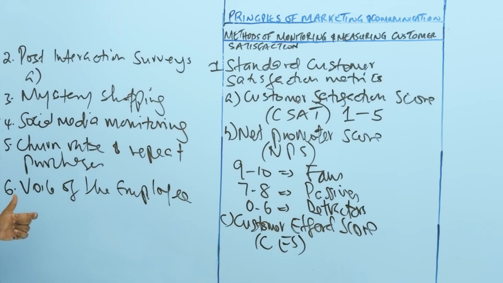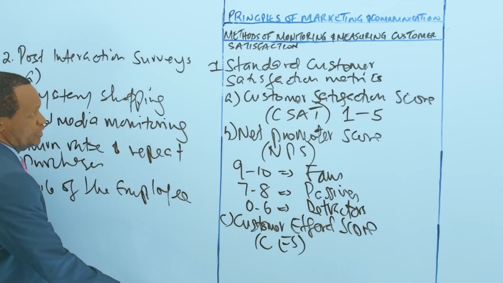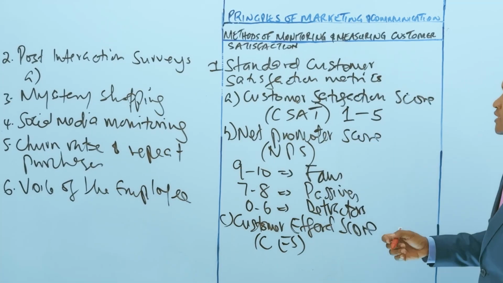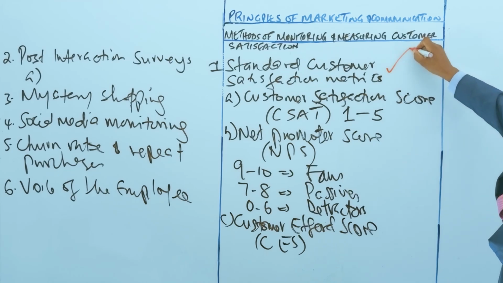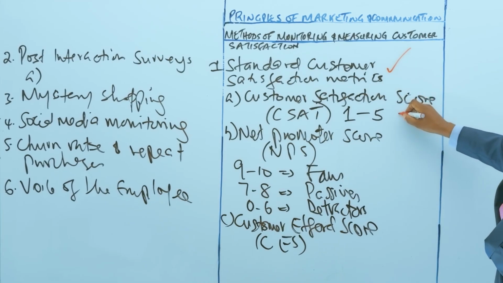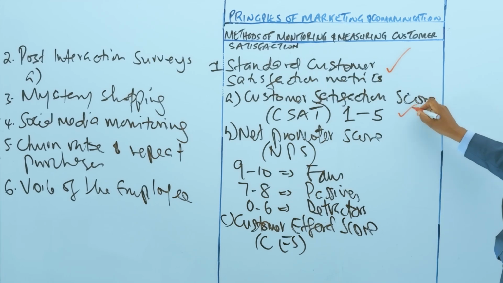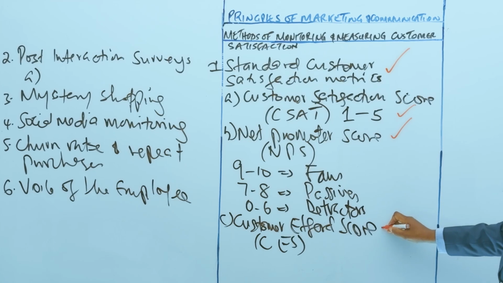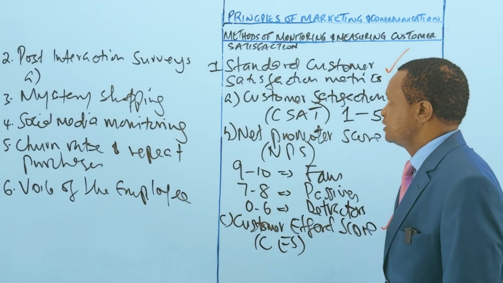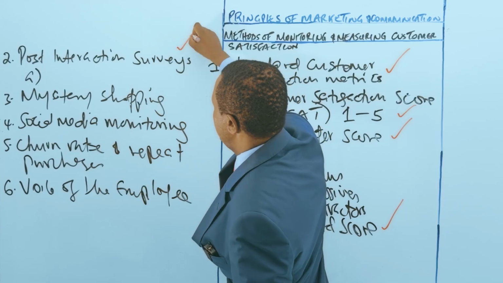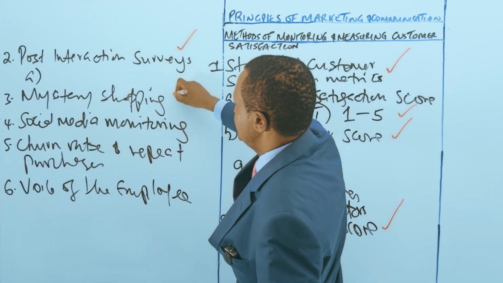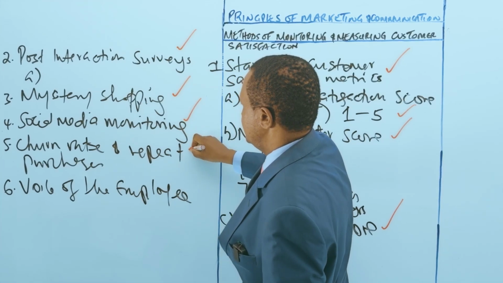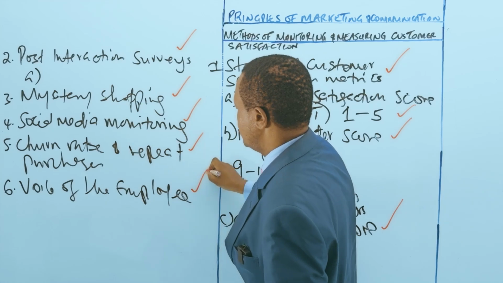So these are 6 methods of measuring and monitoring customer satisfaction. We have the standard customer satisfaction metrics, which comprise number 1, the customer satisfaction score. Number 2, the net promoter score. Number 3, the customer effort score. The second method is post-interaction surveys. Number 3, mystery shopping. 4, social media monitoring. 5, churn rate and repeat purchase rate. Then there is voice of the employee.